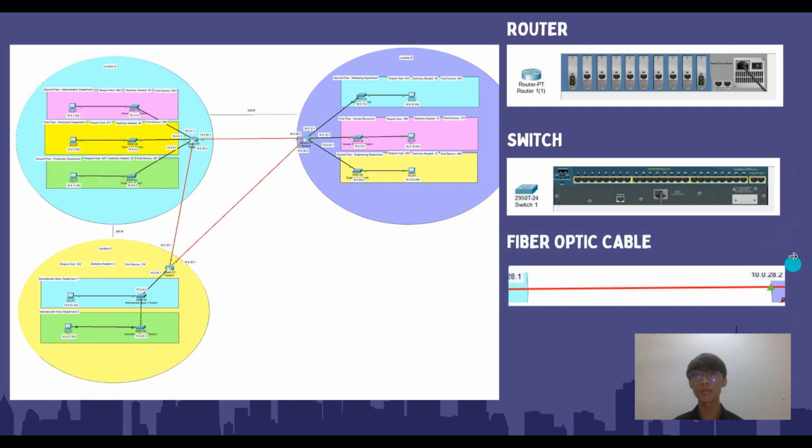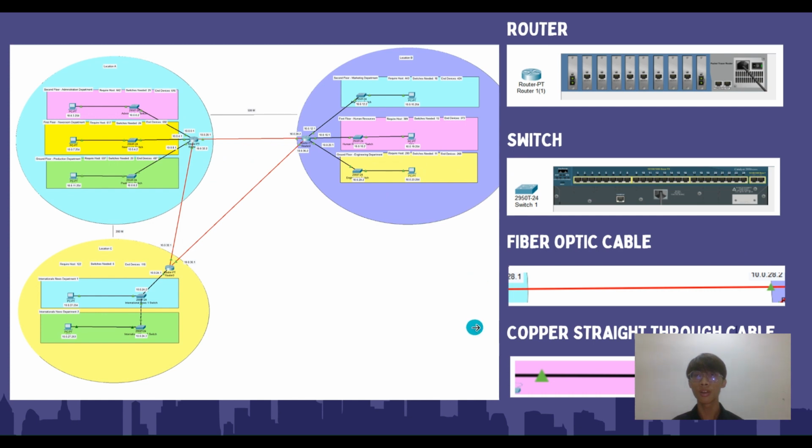The fiber optic cable we use in this topology connects router to router because router to router has a long distance. The copper straight-through cable we use in this network topology connects within the locations. For example, in location B, we connect the router to the switch. And we also use the copper crossover cable to connect switch to switch.